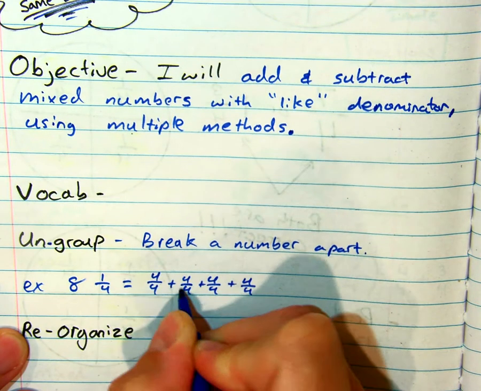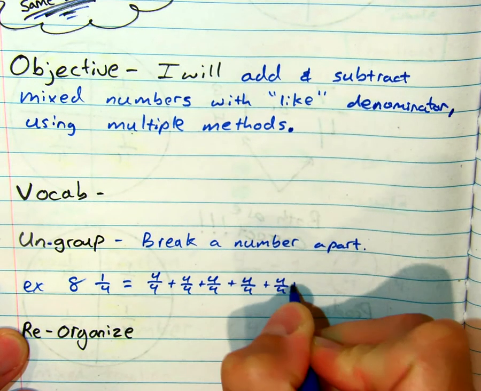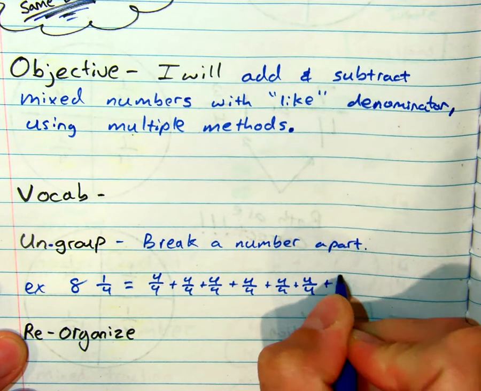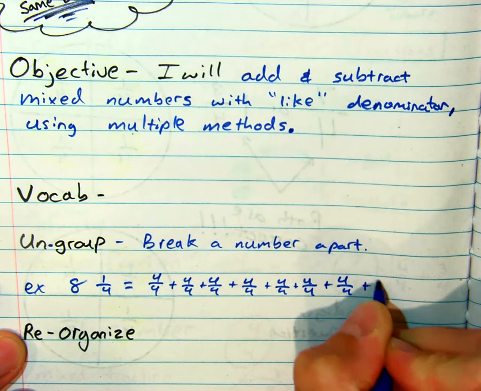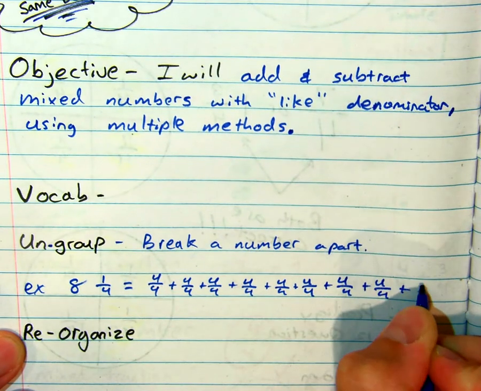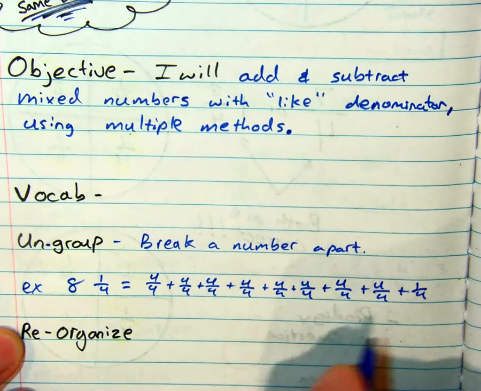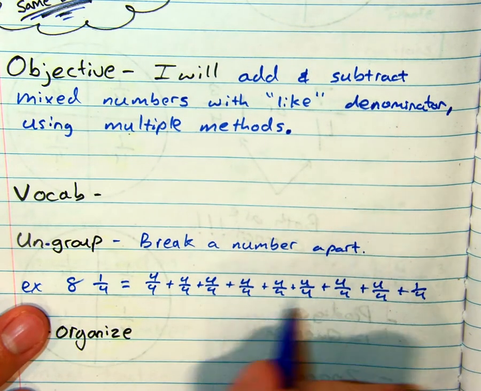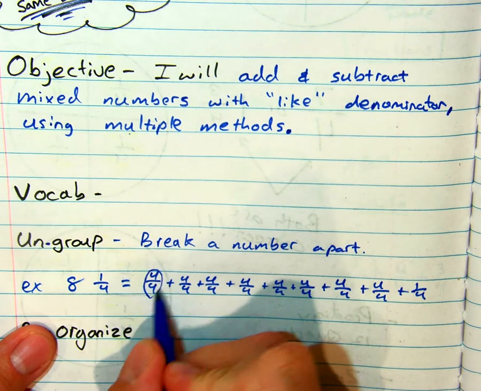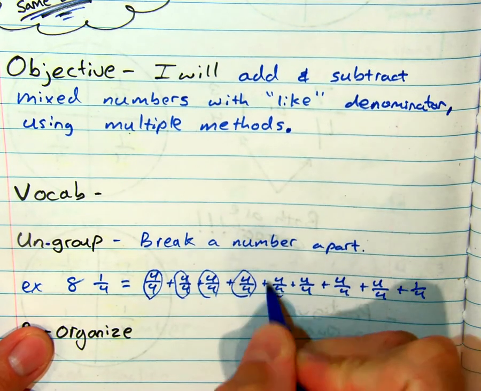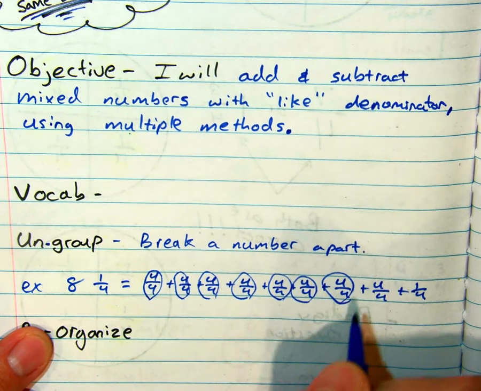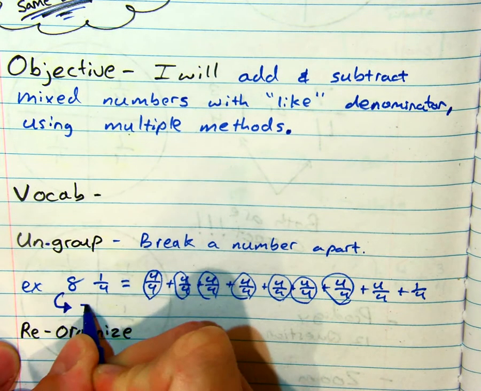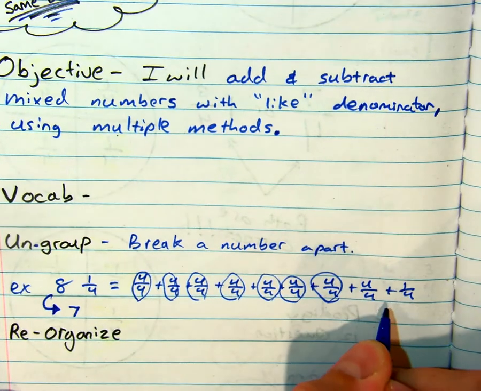1, 2, 3, 4. We're almost there. 4/4, 4/4. 1, 2, 3, 4, 5, 6. Almost. Two more. Plus that last 1/4. We could rewrite 8 1/4 as this. That would be one way to break it apart. We could also take the first 1, 2, 3, 4, 5, 6, 7 4/4s and just write it as simply, I'm going to move it down here, simply as 7 wholes.